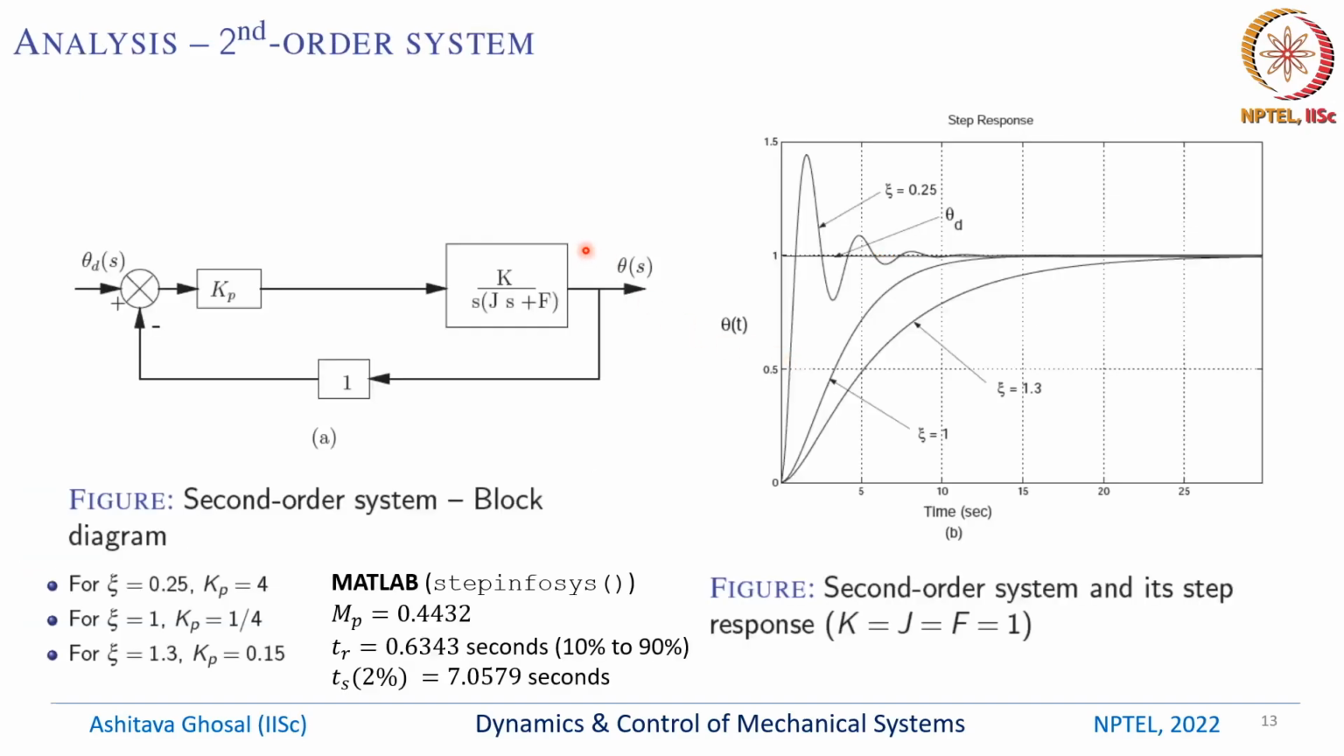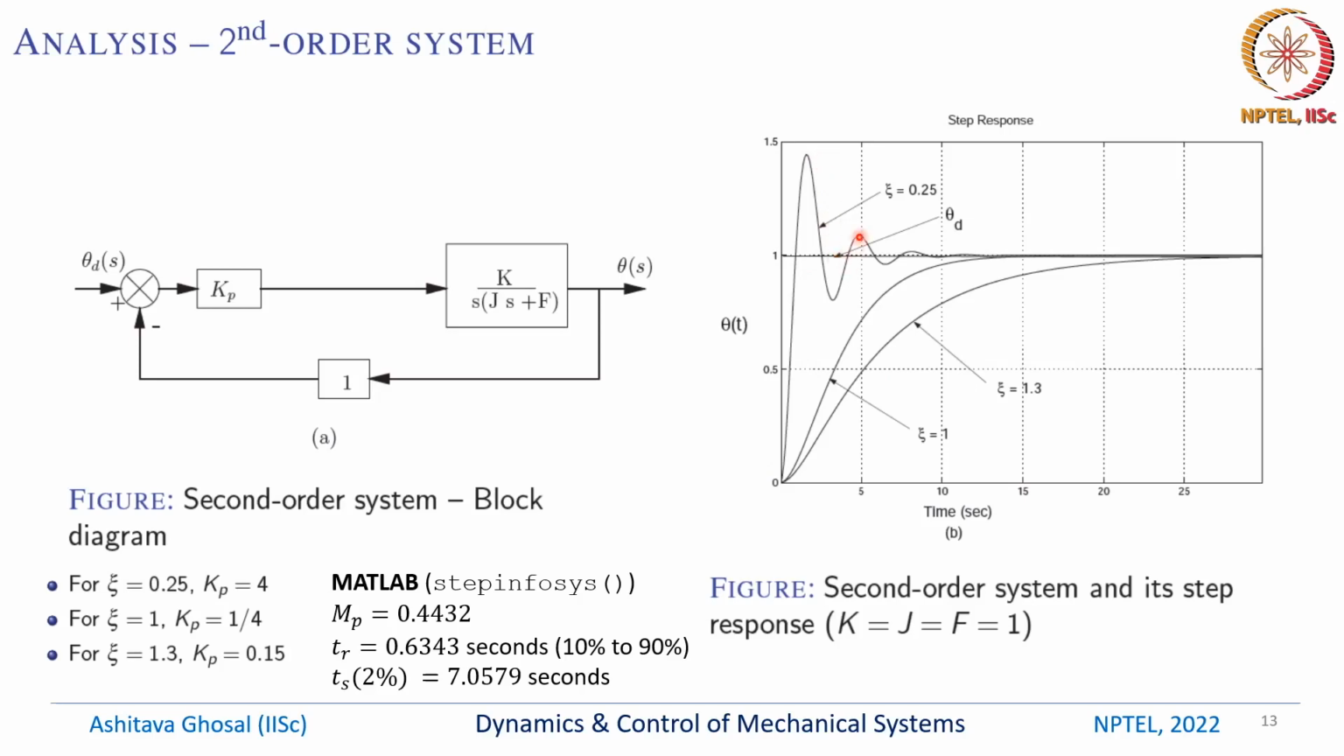Let us continue and look at a numerical example. In this numerical example, we have the plant, which is k divided by s into (js plus f). We have a controller, which is a proportional controller, the simplest possible controller, a constant. The input is theta d of s, which will be a step input. We measure the output theta of s, and then we subtract, and this is the voltage which is coming into this plant. So this is the block diagram of the second order system, and we pick values of psi equals 0.25 and kp equals 4.